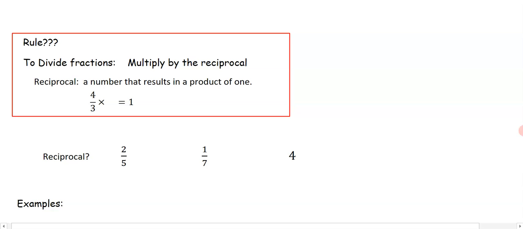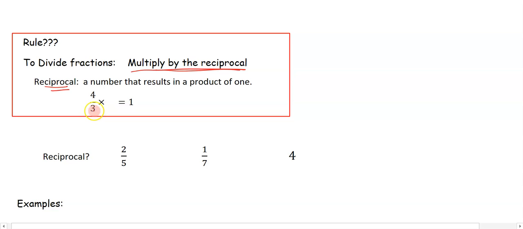To divide fractions, we multiply by the reciprocal. So what is a reciprocal? Well, the definition of a reciprocal is a number that results in a product of 1. For example, if I have 4 over 3, my reciprocal gives me a product of 1. So what number should I put in there to give me a product of 1?